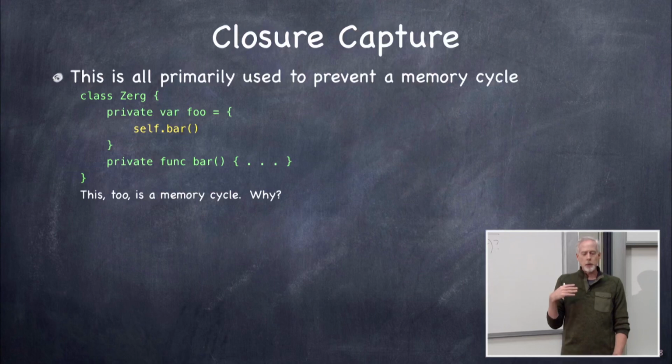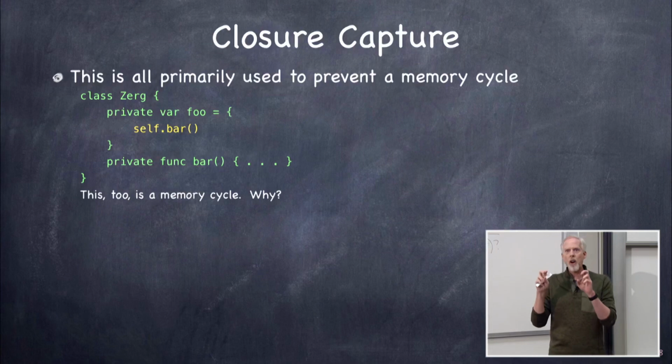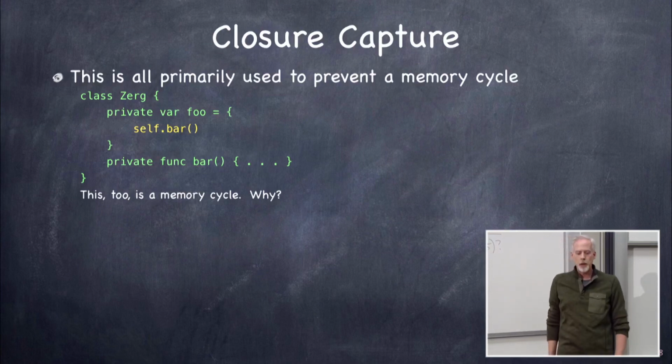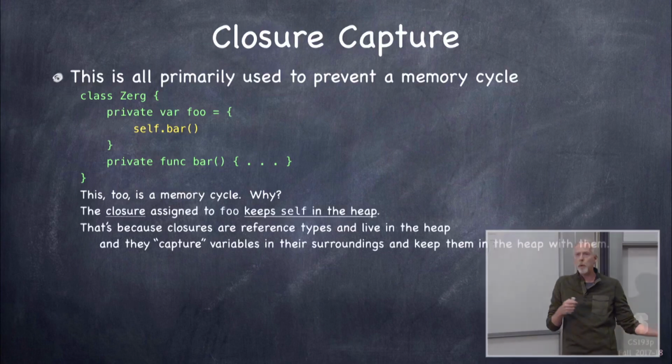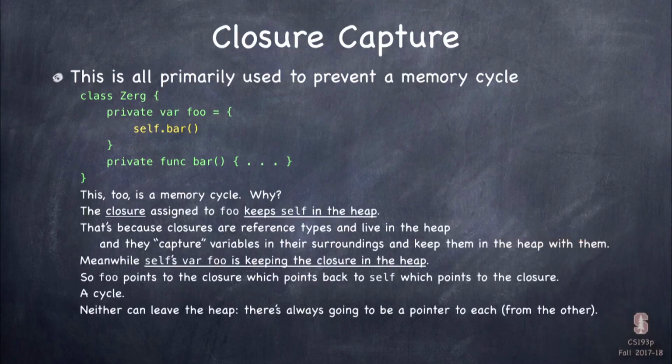This is a memory cycle because foo, the closure, is referencing self. Self is keeping the instance of the class Zerg in memory. And of course, Zerg is keeping the closure in memory because it has a var that points to it. So they're pointing to each other and keeping each other in memory. That's bad. You've got one pointing to the other pointing to the other. So how are we going to break this cycle?